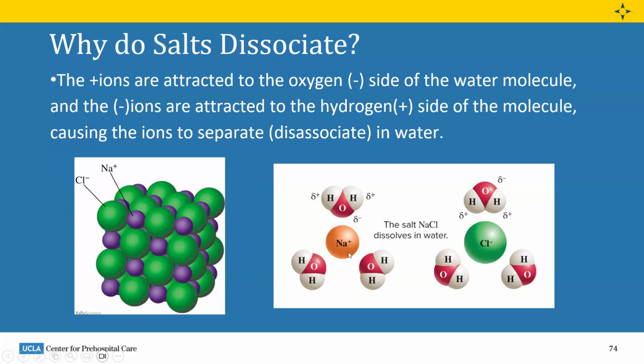Essentially, when you take salt and put it in water, that negative charge on one side is going to attract those sodium ions, and the positive side of hydrogen is going to attract the negative part of the chloride ions, and it just causes them to separate. So literally, the polarity of water causes NaCl to dissolve into sodium and chloride ions.